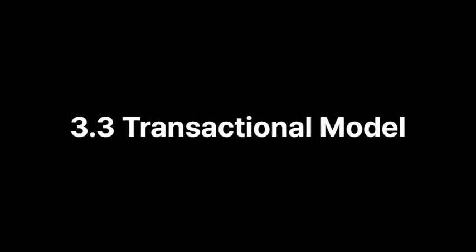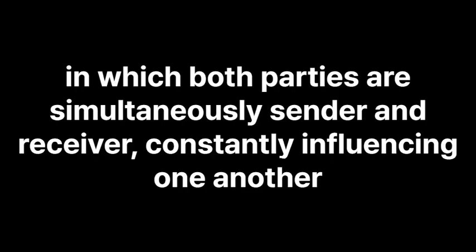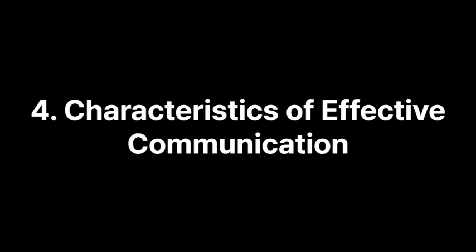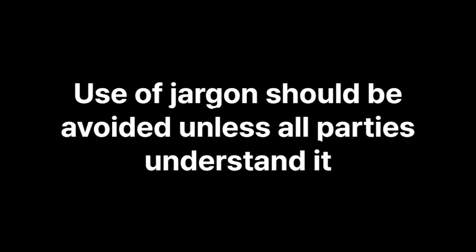3.3 Transactional model. It views communication as a dynamic two-way process in which both parties are simultaneously sender and receiver, constantly influencing one another. 4. Characteristics of effective communication. 4.1 Clarity. Messages should be clear, concise, and free of ambiguity. Use of jargon should be avoided unless all parties understand it.